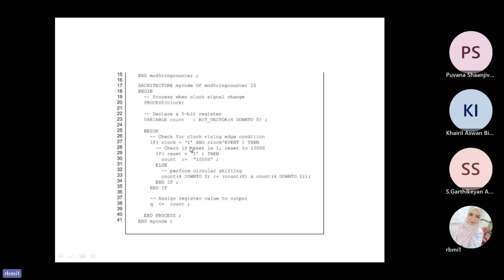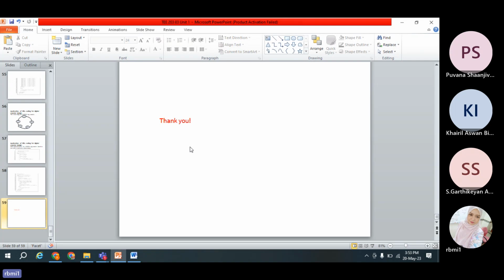And the counter. However, the use of synchronous circuits can be more complex and require more design effort than asynchronous circuits, especially for high speed or high performance applications. Additionally, the use of a clock signal can introduce timing constraints and potential timing hazards, such as clock skew and clock jitter, which must be carefully managed to ensure proper operation of the circuit. Alright, so that's all for the slides in unit 1.